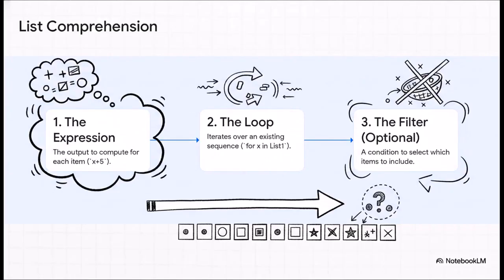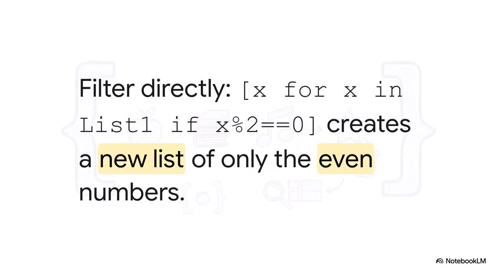Now, I know the syntax looks a little backwards at first, but it's actually super logical once you see the pattern. You start with what you want to do to each item, the expression. Then you write the loop for each item in your list. And if you want, you can tack on an if at the end to filter things out. And this is where the real magic happens. By adding that if condition, you can transform and filter at the same time. In a single, beautiful line of code, you're looping through a list, checking a condition, and building a completely new list with just the items you want.